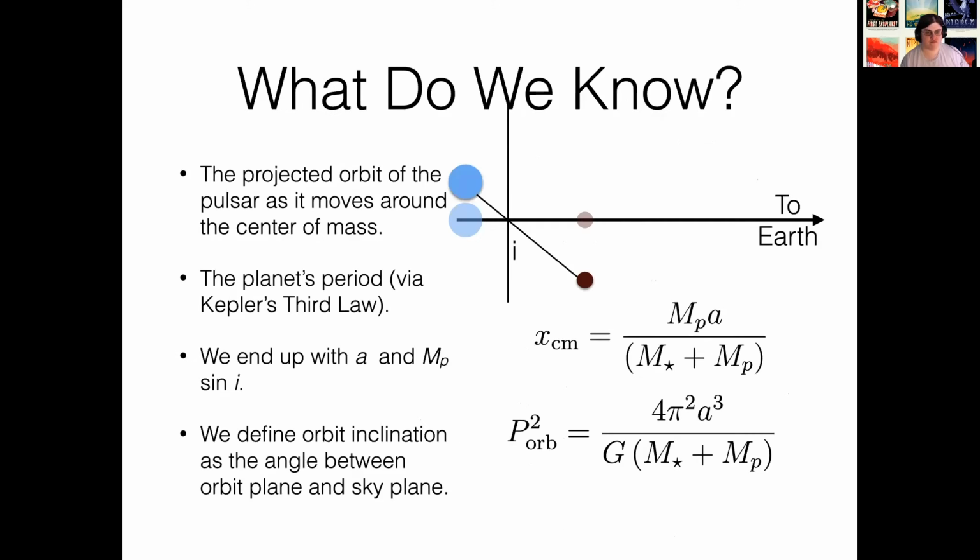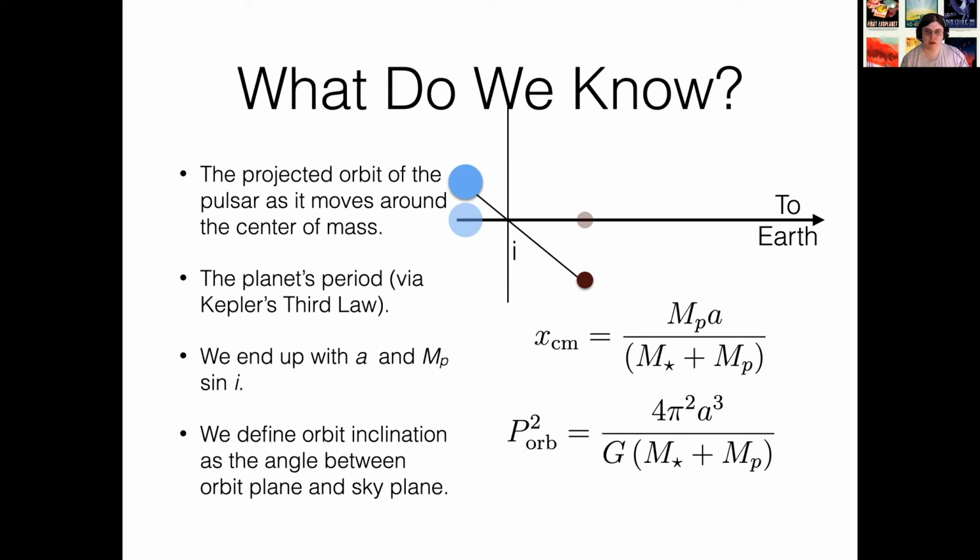Let's get to the problem. We need some way to do this with sun-like stars. So how we do this with pulsars is we are seeing the projected orbit of the pulsar as it moves around the center of mass. We're measuring only the radial distance, what's going on in the line of sight. That is what's affecting the light travel time. The movement in the plane of the sky is small enough that we're not seeing it, and we can basically approximate it as not happening.